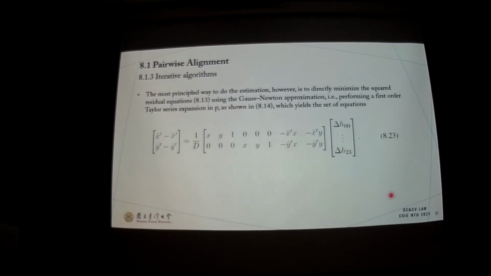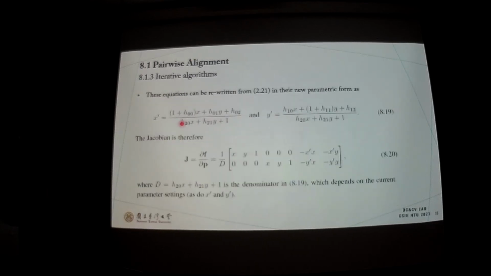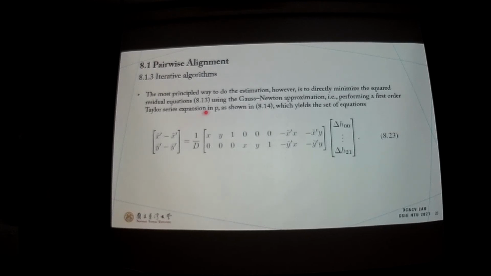The most principled way to do the estimation, however, is to directly minimize the squared residual equation in equation 8.13. Using the Gauss-Newton approximation, that is performing a first order Taylor series expansion in delta p, as shown in equation 8.14, which yields a set of equations. Based on this principle, we may obtain the condition as described in equation 8.23.